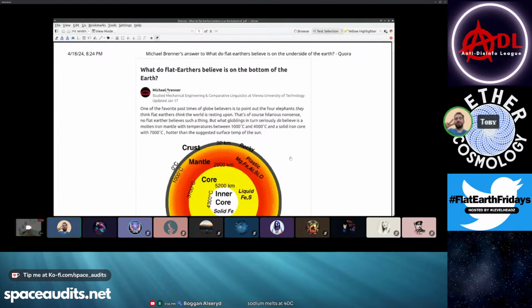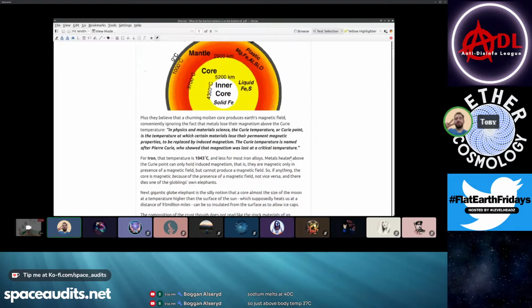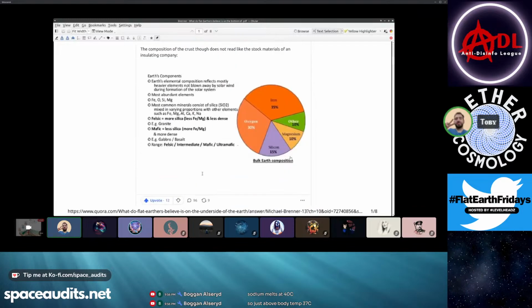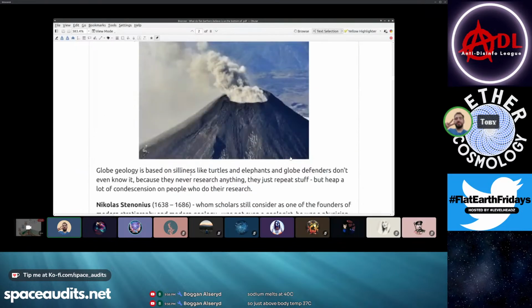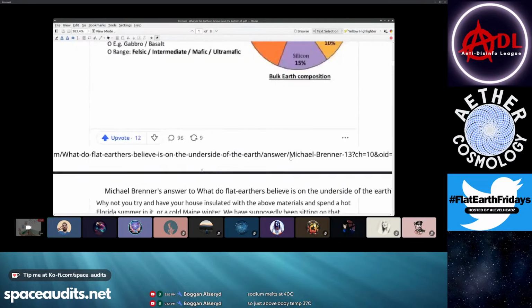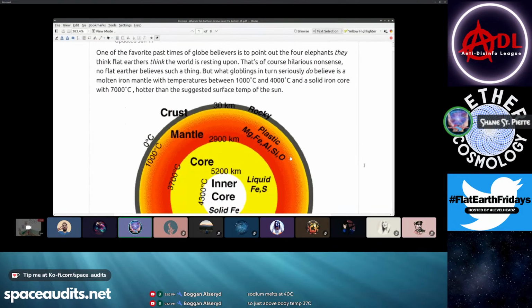So yeah, this is "What do flat earthers believe is on the bottom of the earth?" And I like this one because it gets into a lot of the assumptions that they make, which I thought was pretty relevant from what we just were reading. It's the Magneto turtle, though, right? Everyone knows that. Oh, no, Brad has got it.